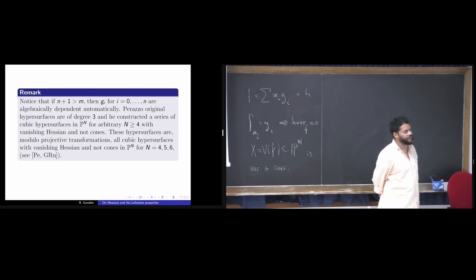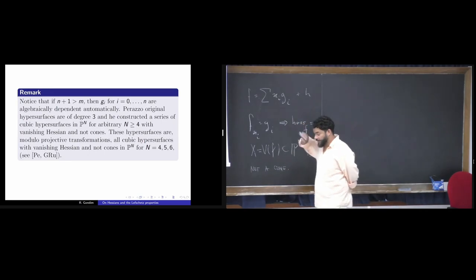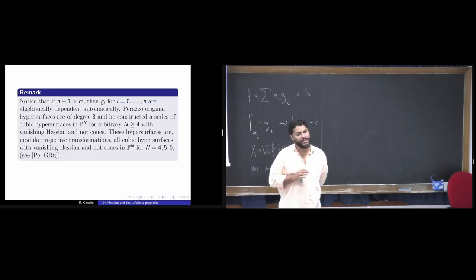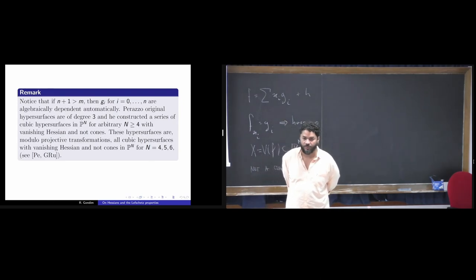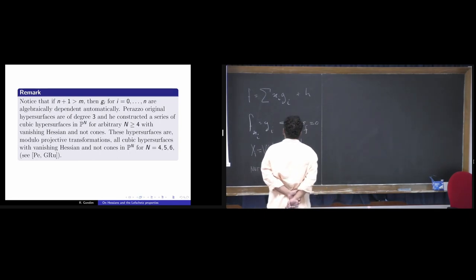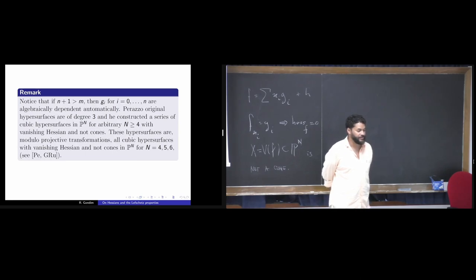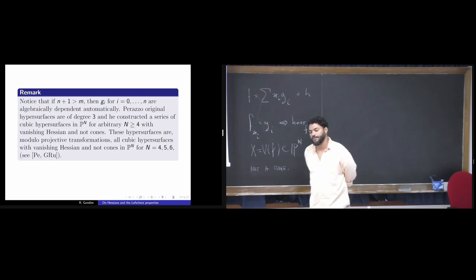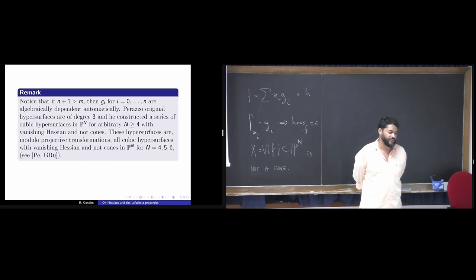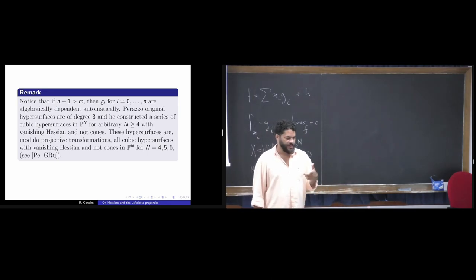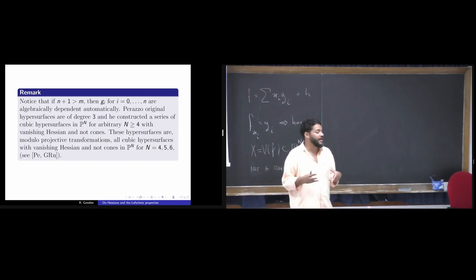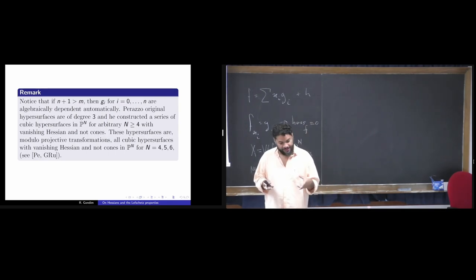Perazzo also constructed a series of cubic hypersurfaces in this way. He was actually dealing only with cubics. We just named this more general hypersurface, Perazzo hypersurface, in homage to his work, but he was actually working only with cubic hypersurfaces. And he proved that these are all the cubic hypersurfaces with vanishing Hessian in Pn for n equals 4, 5, and 6. So the classification of cubics with vanishing Hessian, also we understand the geometry of such hypersurfaces. So the classification of hypersurfaces with vanishing Hessian of degree 3 is closed up to P6.